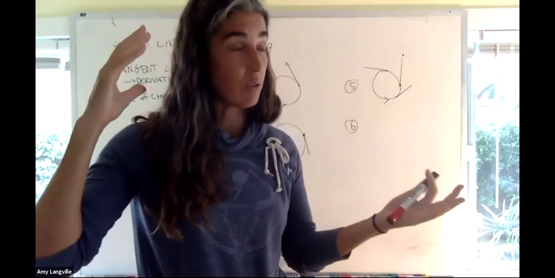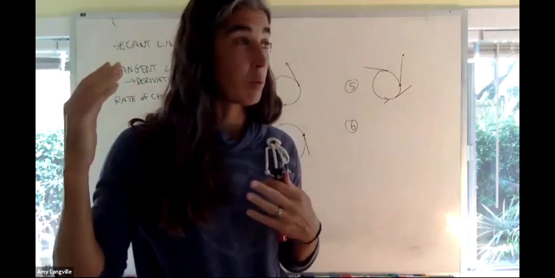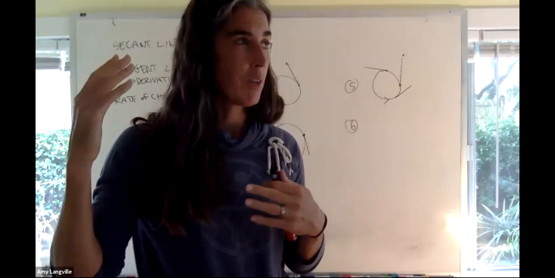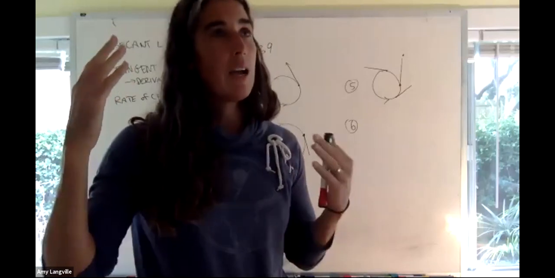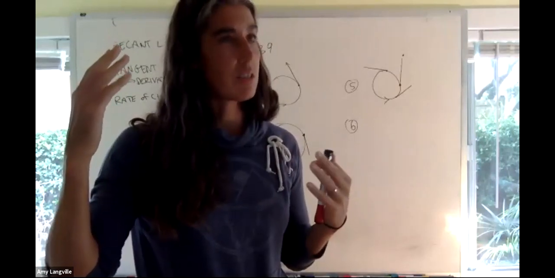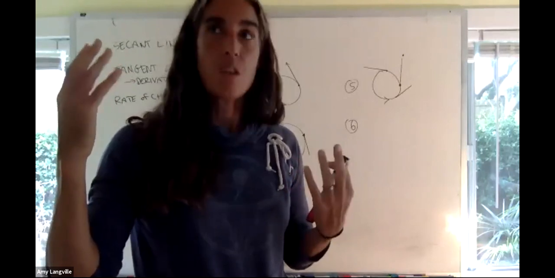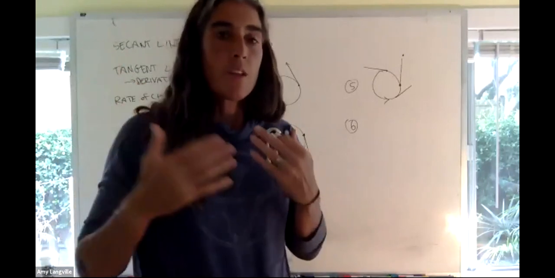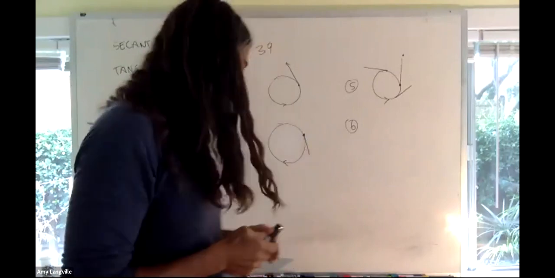Like, how can I use what I just learned about secant lines? Does that help me with the tangent, with the challenge problem? Maybe not. Okay, how can I use what I just learned about tangent lines? Could that help me with the challenge problem? Maybe I got an idea, right? So it'll help motivate you as you go through the chapter.